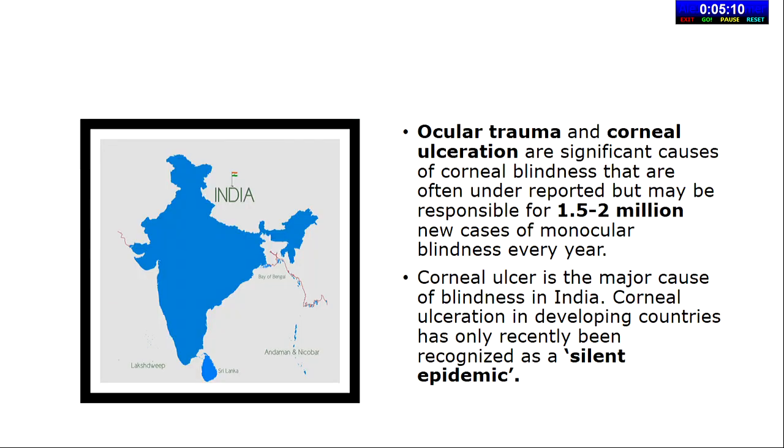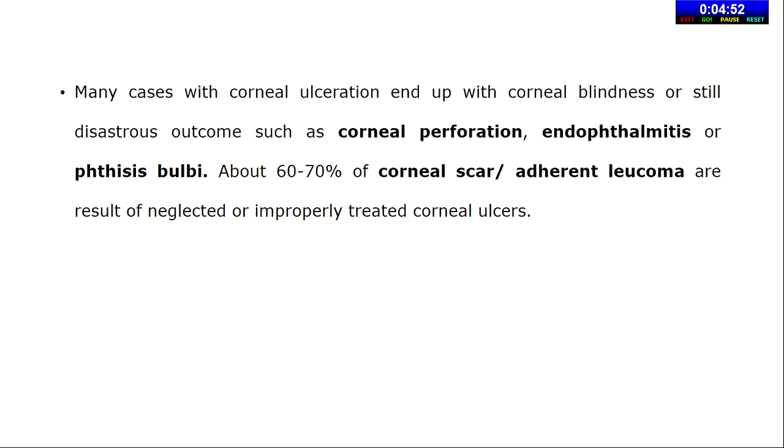Ocular trauma and corneal ulcers significantly cause monocular blindness in around 1.5 to 2 million people every year. In developing countries like India, corneal ulcer is recognized as a silent epidemic. Many neglected cases of corneal ulcers may end up with corneal perforations, endophthalmitis, and phthisis. 60 to 70% of these corneal ulcers may end up with corneal scar or adherent leucomas.